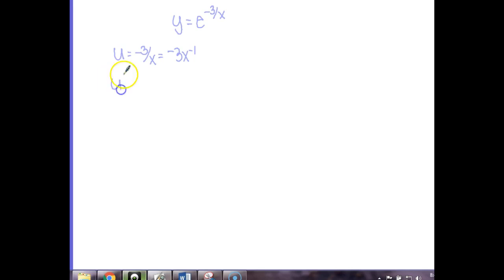So now the derivative of that is just a power rule. Negative 1 times negative 3 is 3. And then the rule is to subtract 1, so you get to the negative 2. So now I feel like once it's pulled away, your derivative is easy because it's e to the u times u prime. So this is the same also as 3 over x squared.